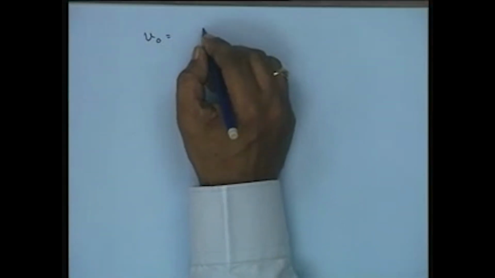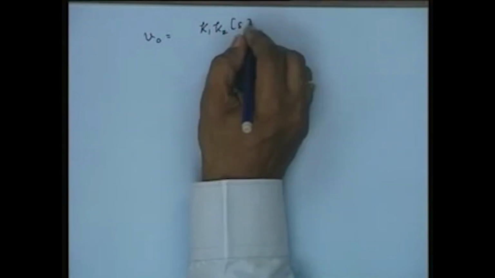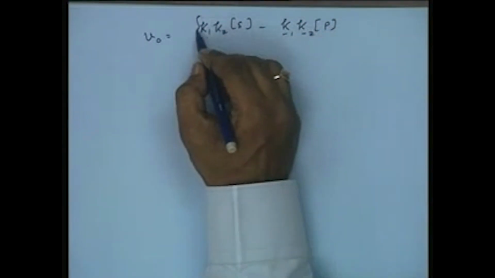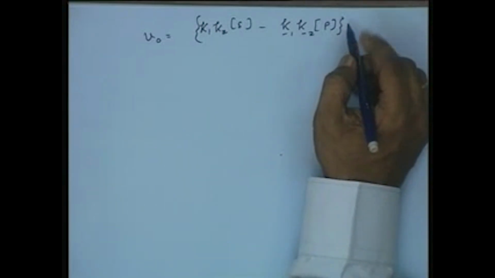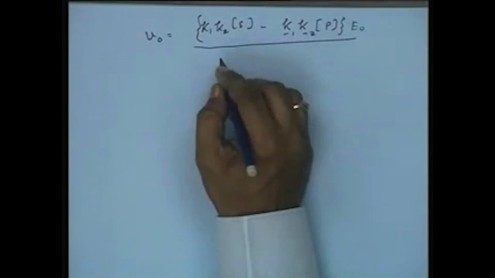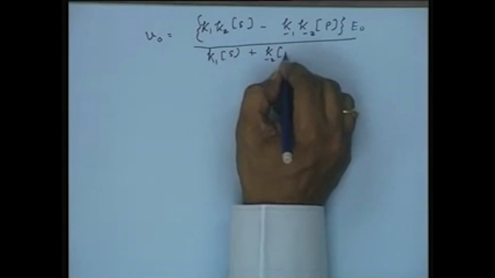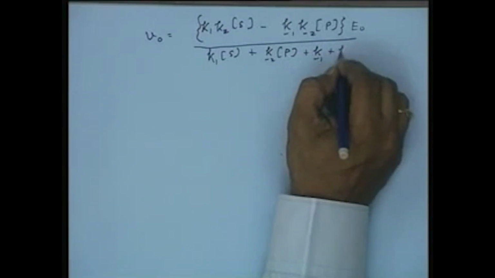Now, just to continue on the Briggs and Haldane kinetics based on the reversible enzyme catalyzed reaction, if you recall what we got as V naught is equal to K1 K2 into S minus K minus 1 K minus 2 P, whole E naught, upon K1 into S plus K minus 2 into P plus K minus 1 plus K2.